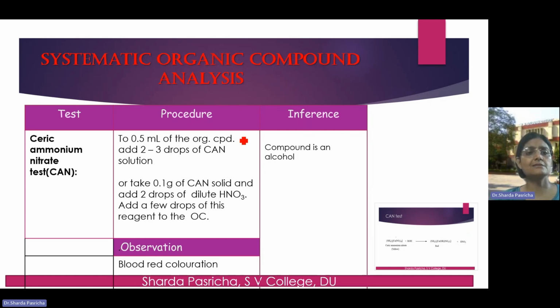Okay. So next is the ceric ammonium nitrate test. What you have to do is take 0.5 ml of the organic compound and add 2 to 3 drops of freshly prepared ceric ammonium nitrate solution. If ceric ammonium nitrate solution is not available, you can prepare it on your own. Take 0.1 gram of ceric ammonium nitrate solid and add a few drops of dilute nitric acid. Shake it, and you will get an orange colored solution. To this, add a few drops of your organic compound. Immediately, if you get blood red coloration, which fades on standing, it confirms that the compound is an alcohol.